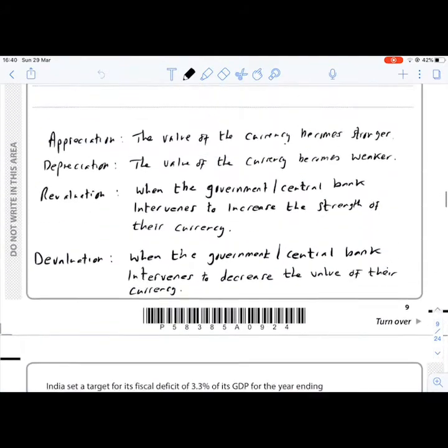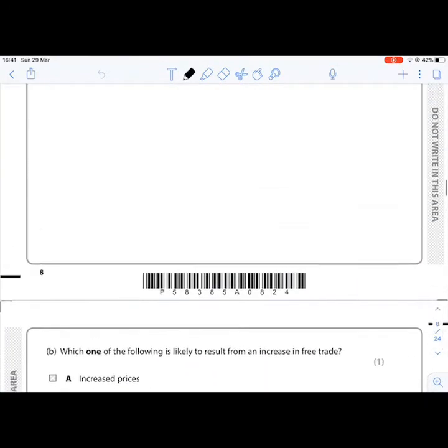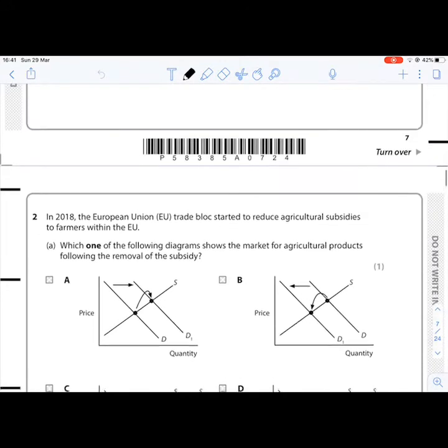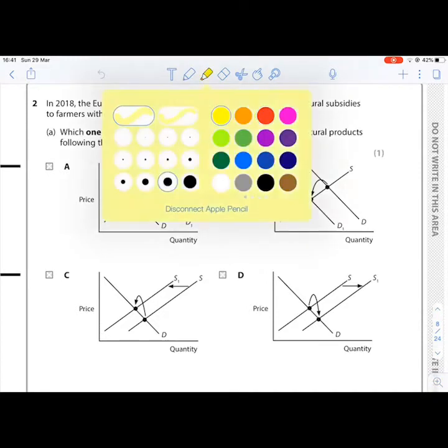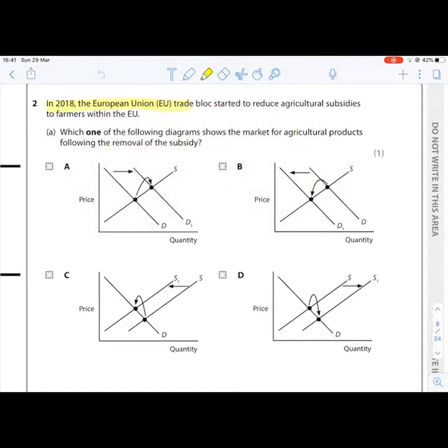And we are starting at 2A, so that's this question here. So in 2018, the European Union trade bloc started to reduce agricultural subsidies to farmers within the European Union. Now remember that the trade bloc is a group of countries that are geographically located close to one another, that have got together to agree free trade.